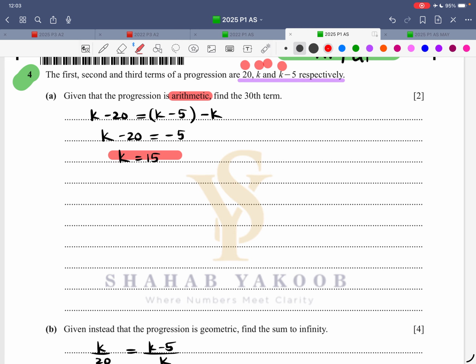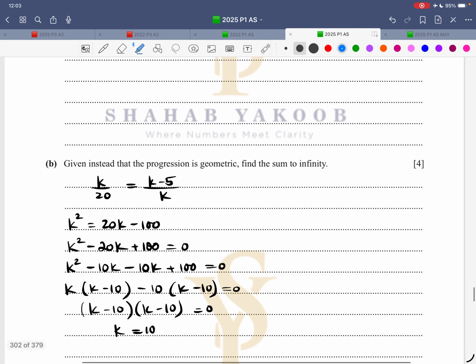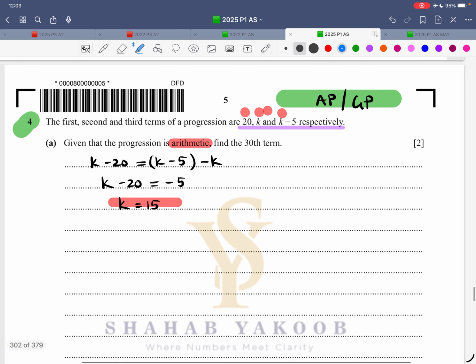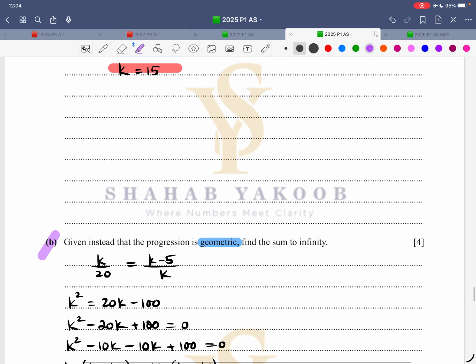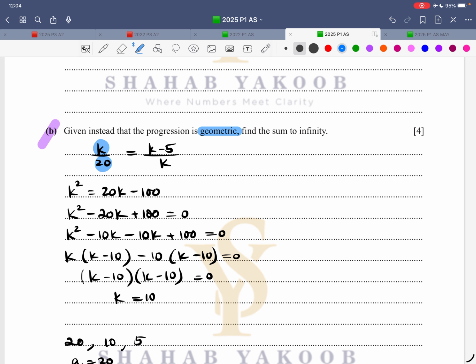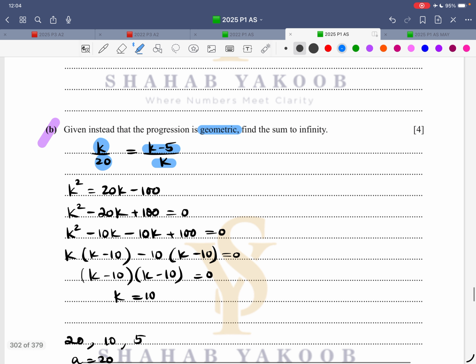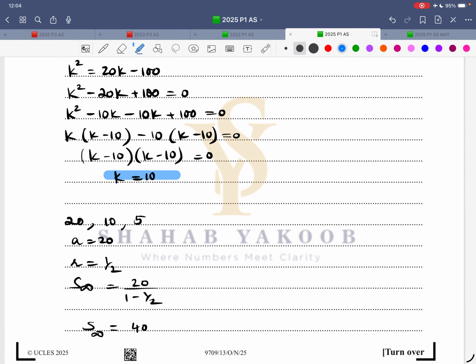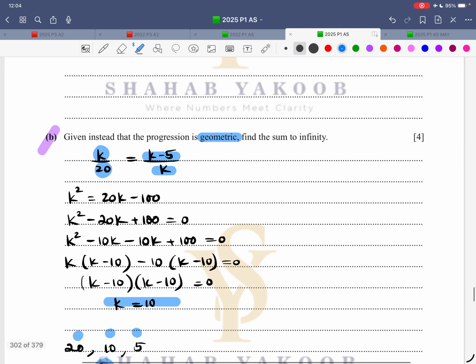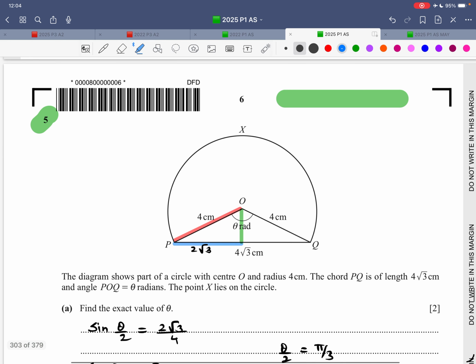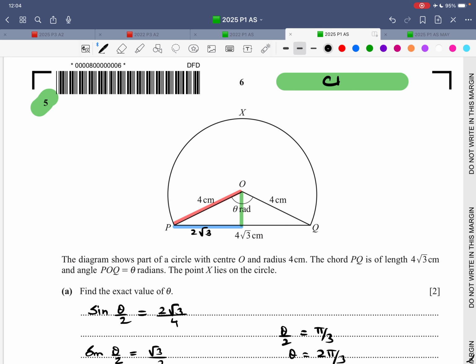Very simple. Next, it says given instead the progression is geometric. Now keep in mind, this first statement is true for the whole question. This is true for A, this is true for B. In A it was AP, now it's a GP. So now second divided by first, third divided by second, we get this quadratic, we find the value of K. We insert the value of K where it belongs, we find the value of R. The value of A was already given, we find the sum to infinity, which is 40. Very, very simple question.